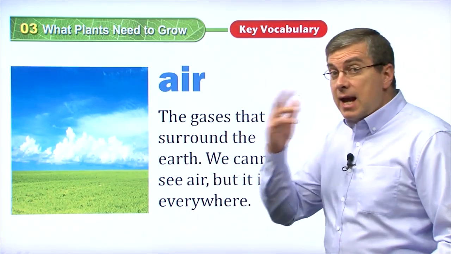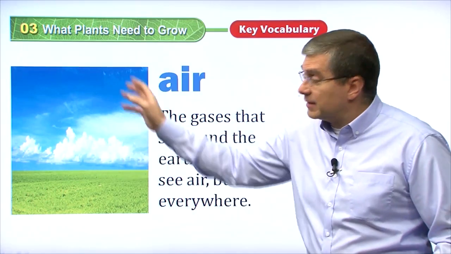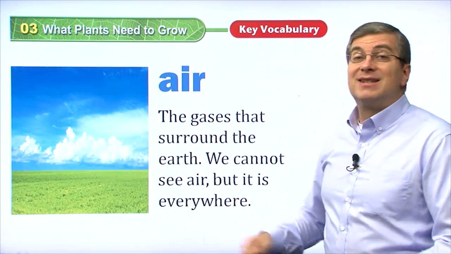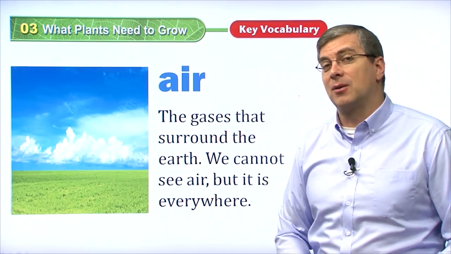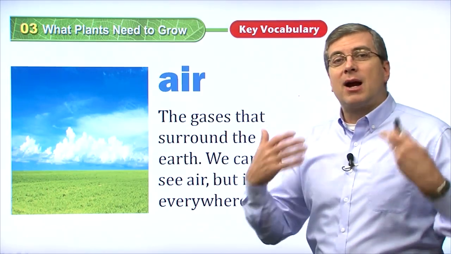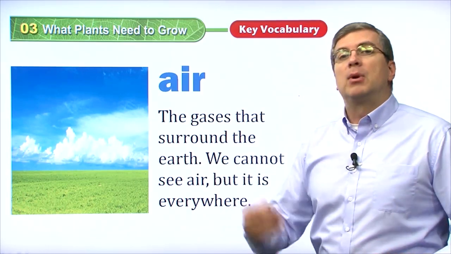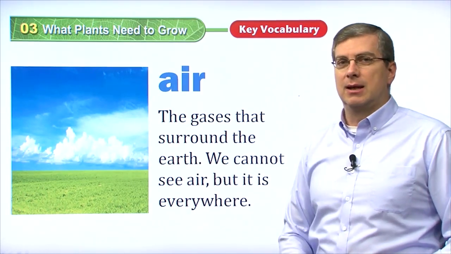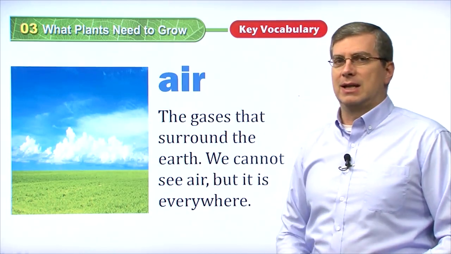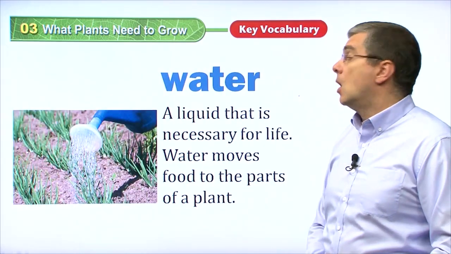We cannot see air, right? You can't see it. It's invisible, but it is everywhere. It's in this room. It's in the room that you are in right now. And just as we breathe air, just as we need air, plants also need air. Okay, so that's the second thing that plants need. What's the third thing that plants need? Let's take a look. Water.